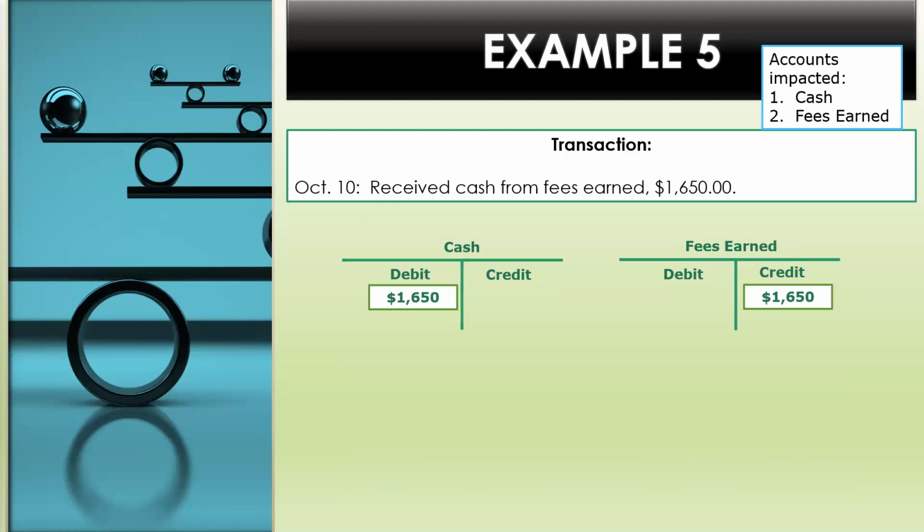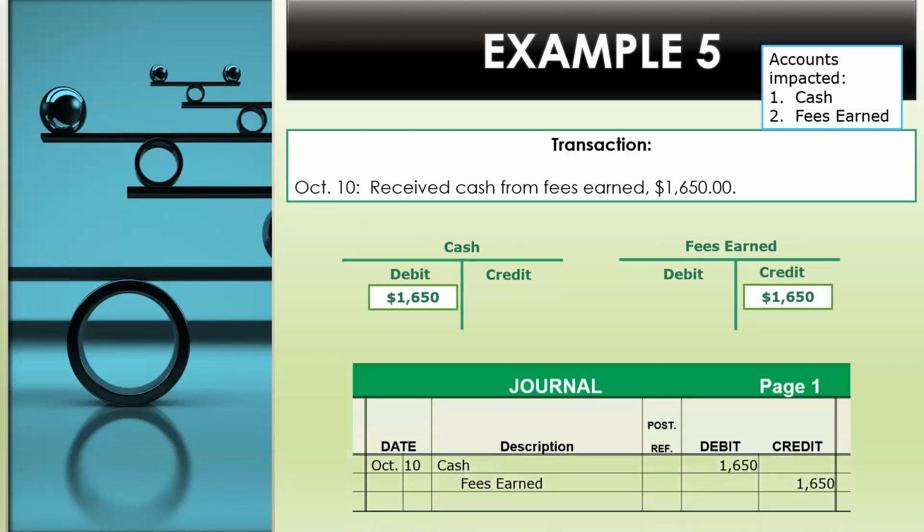Our final business transaction for this mastery video, example 5, business transaction. On October 10th, we received cash from fees earned in the amount of $1,650. This business transaction impacts the cash account and fees earned account. This is what our journal entry looks like. The date is October 10. Cash under the description. The debit is $1,650. On the next row, we have fees earned, and under the credit column, we will also enter $1,650.